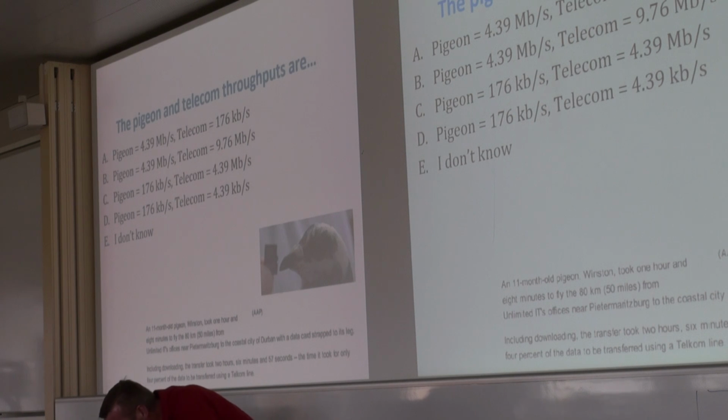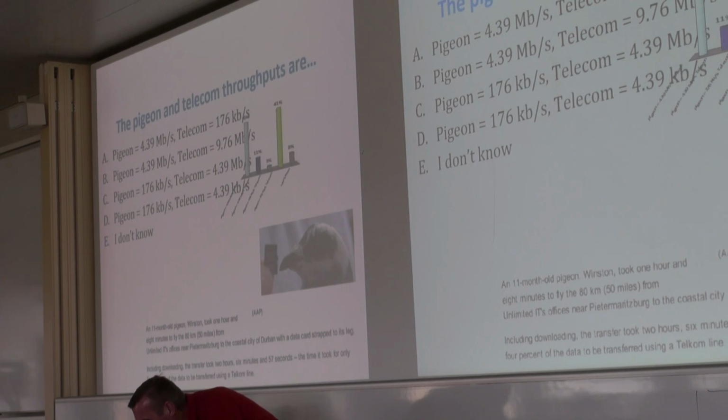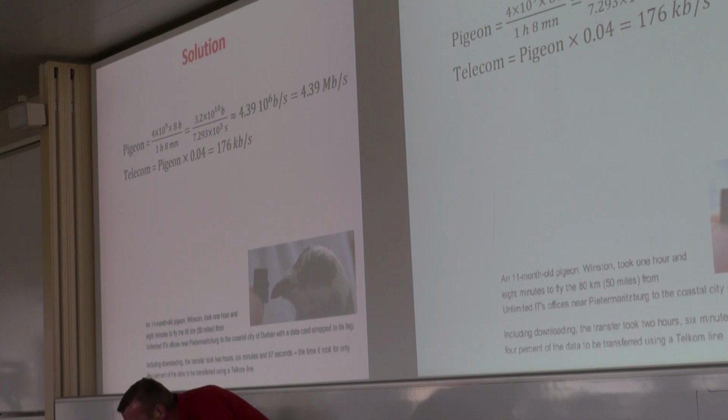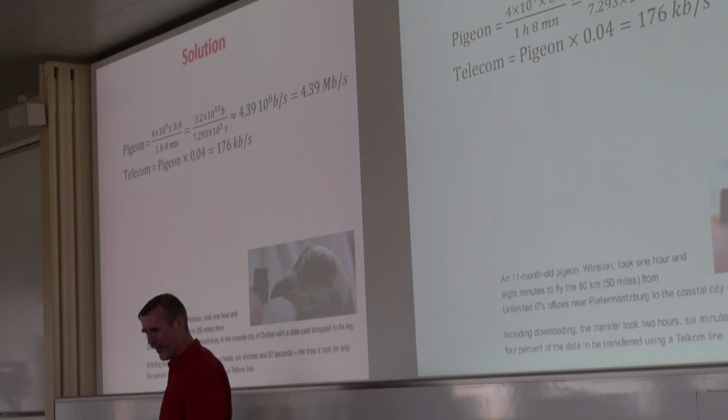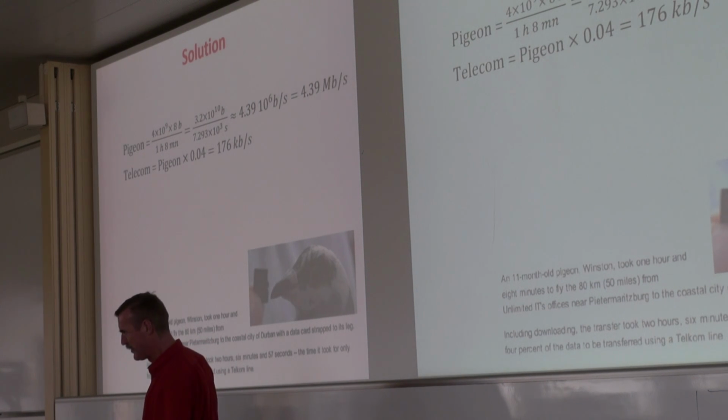I guess there's no correct answer here, right? Let me close this poll. I think there's a unit mistake. I'm sorry, I apologize for that. The correct answer is here. The pigeon is in... No, that's correct. That was correct. I'm sorry. So megabits per second for the pigeon and kilobits per second for the telecom.